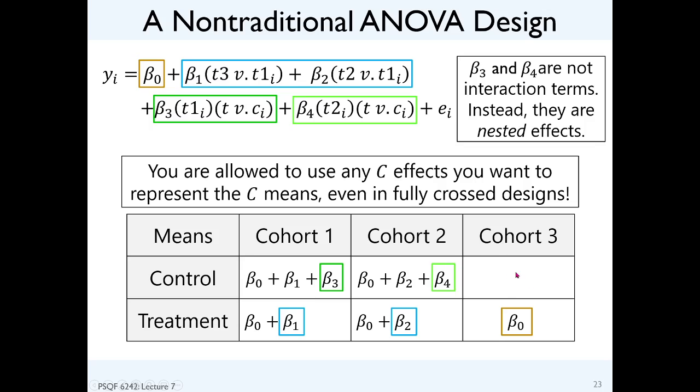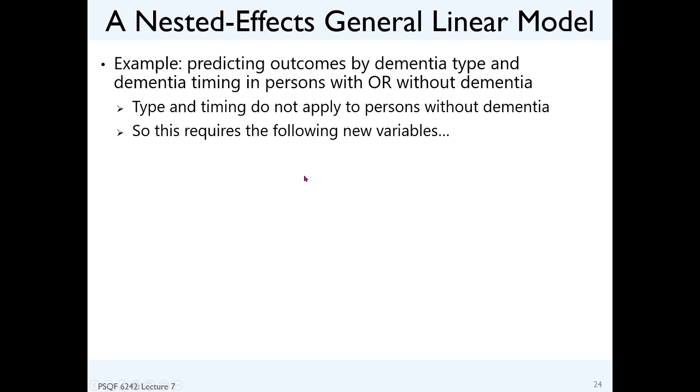So this idea that you can have certain model effects be observed only for certain kinds of people is the idea of nested effects. So here's another example. Let's say that in the context of predicting adult development and aging, we are interested in predicting differential outcomes for persons as a function of their dementia type, as well as the timing of their dementia, so how long it's been since their diagnosis. But I want to be able to include persons with or without dementia in the model because I'm going to examine other predictor effects simultaneously.